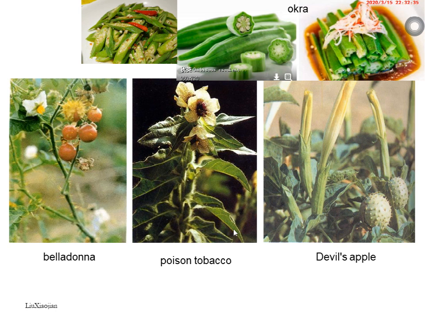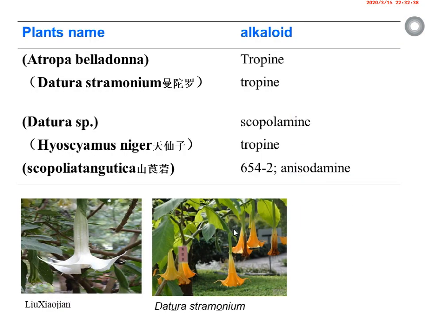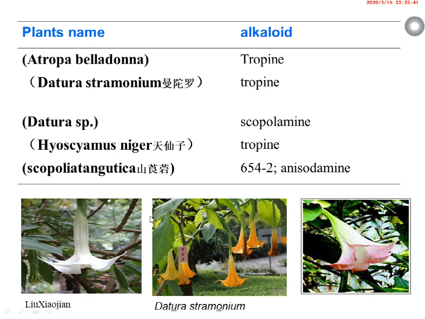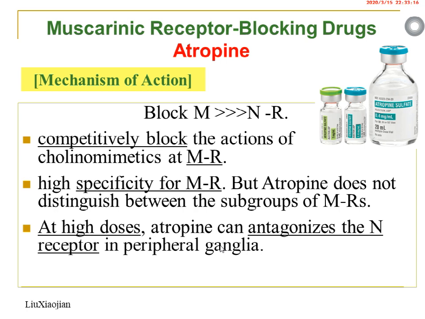Actually, in the natural world, there are many plants that contain these alkaloids, and most of their flowers are very beautiful. Look at this, Datura stramonium. Maybe many of you have seen these plants. Very beautiful. They contain many alkaloids like atropine, scopolamine, and anisodamine. Many plants contain this, so they are toxic to our body. So don't try to eat them. Okay, look at the drug.